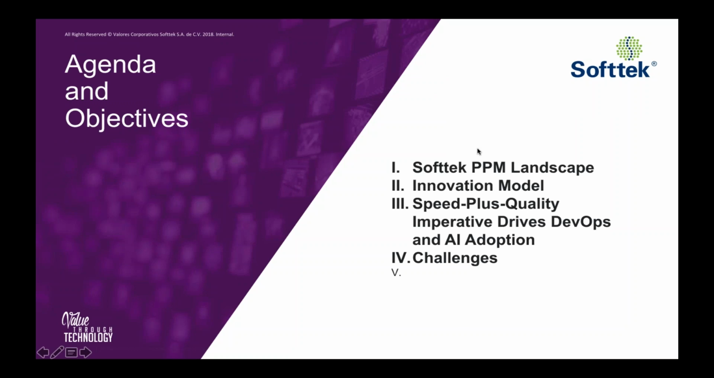Next, we're going to talk a little bit about the innovation models that we use in Softec, and how we drive all these innovations and artificial intelligence pilots in the organization. We're going to talk in some detail about 7 examples where we used artificial intelligence plus PPM, and how we are dealing with it, and we will finish with challenges. It's about half an hour, and this is intended to be as interactive as possible. So if at any time you have any questions, please let me know.